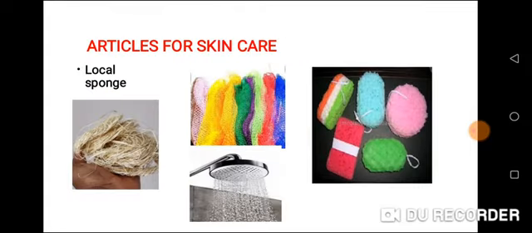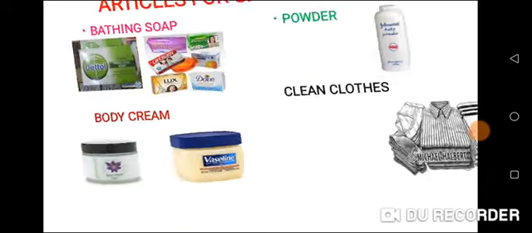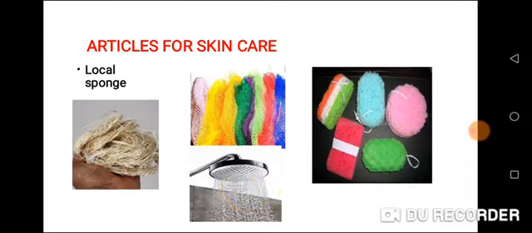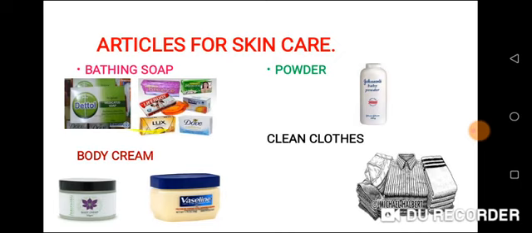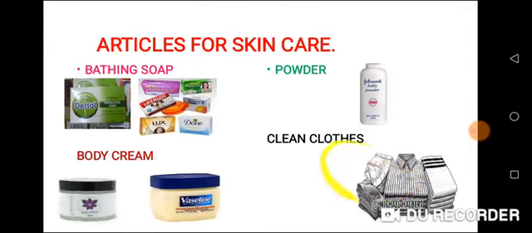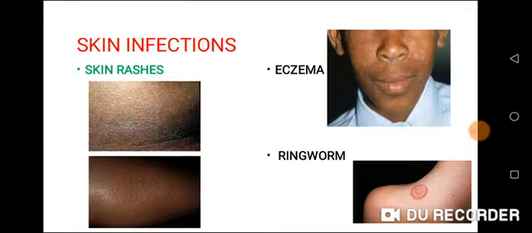Now, as you can see the pictures of the skin care, this is the local sponge, and these are other types of sponge. Remember, we are talking about the articles for skin care. You have clean water, bathing soap, body cream, powder, clean clothes.